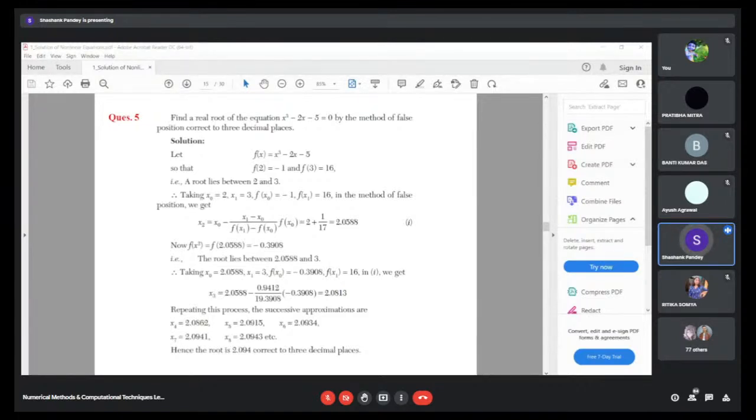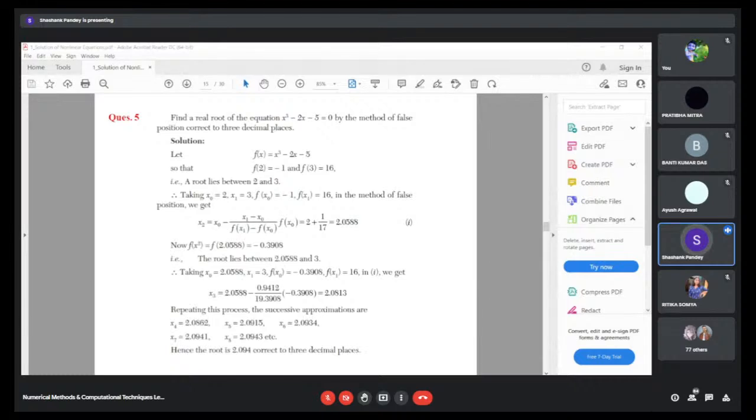And you can approximate it. But you see that at x equal to 2 we have a negative value, and at x equal to 3 we have a positive value of the function. So it is clear that f of 2 into f of 3 will be a negative value. It is clear that one of the roots will be lying in the interval between 2 and 3.